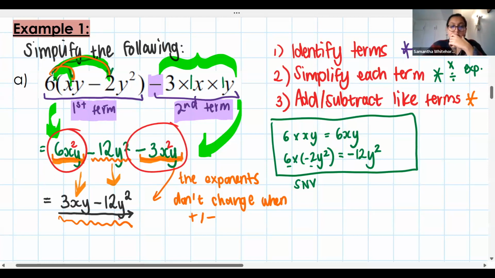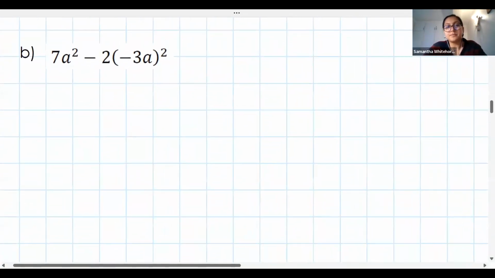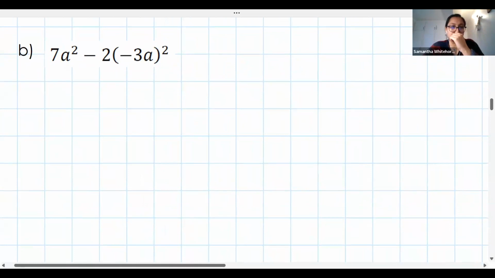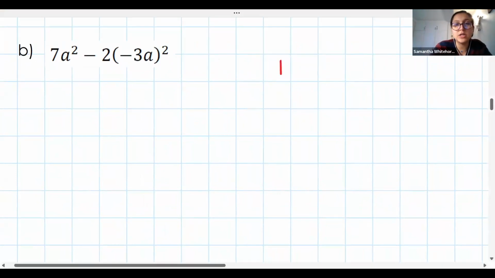All right, guys. So I'm assuming you've all got your screenshots. Let's have a look at another one. So if we have a look at question B, again, we're going to follow those same 3 steps. We're not going to change our method. We're not going to change what we're doing. We're going to do the same 3 things.